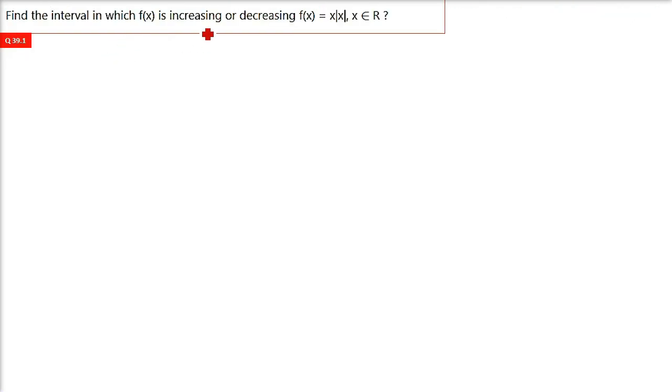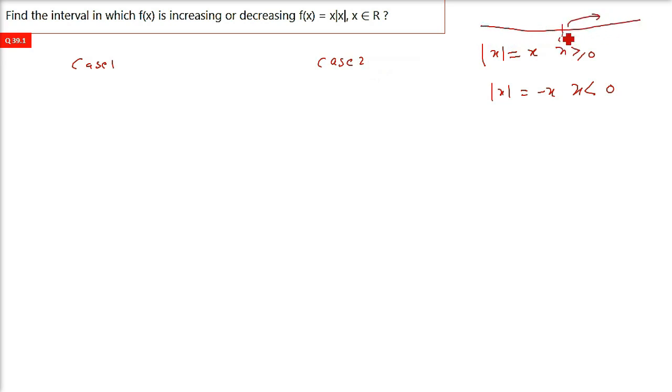Find the interval in which this f(x) equals x into modulus x is increasing or decreasing. So modulus x is x if x is greater than or equal to 0, it is positive. If x is less than 0, then modulus x is going to be negative x. Now we are going to take case 1 and case 2, one for the positive, one for the negative. Since we are talking about real numbers, we will take just 2 parts: one which is greater than 0, that is 0 to infinity, and one which is less than 0, that is negative infinity to 0. So x is greater than or equal to 0, and x is less than or equal to 0. These two cases we have to take.